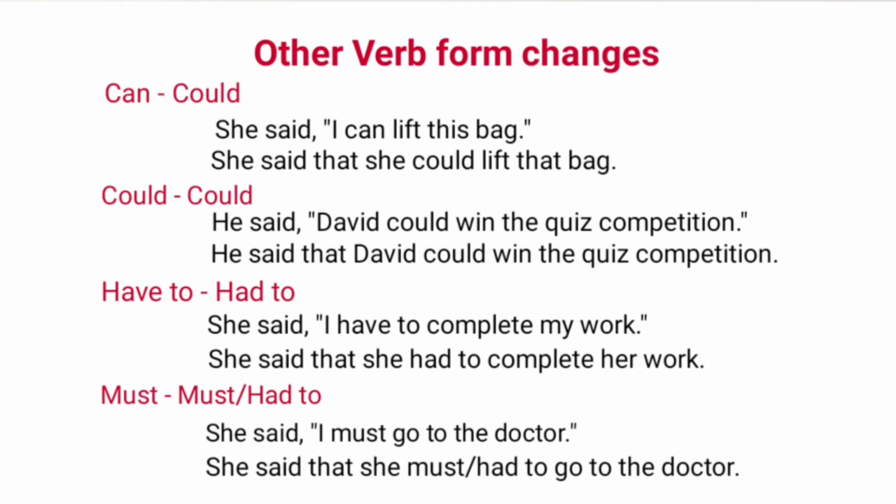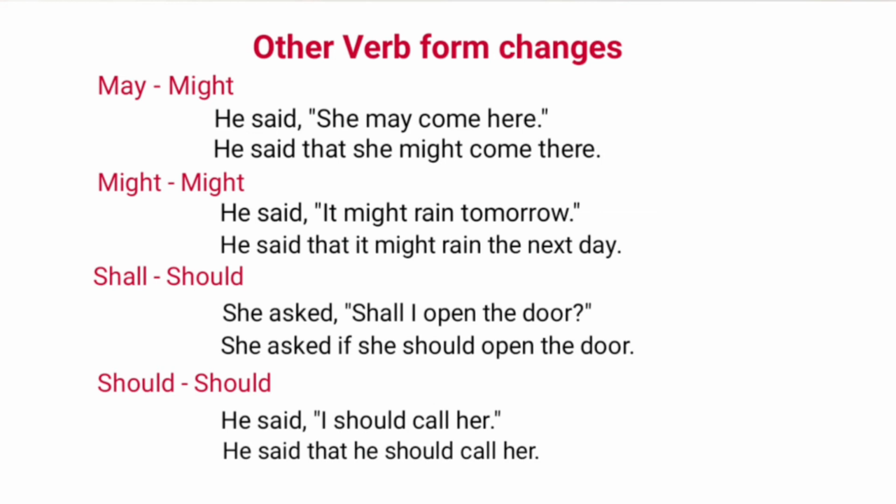Next is have to changes into had to. Example, she said, "I have to complete my work." She said that she had to complete the work. Must changes into had to or it remains as it is. Example, she said, "I must go to the doctor." She said that she had to go to the doctor, or you can say she said that she must go to the doctor.